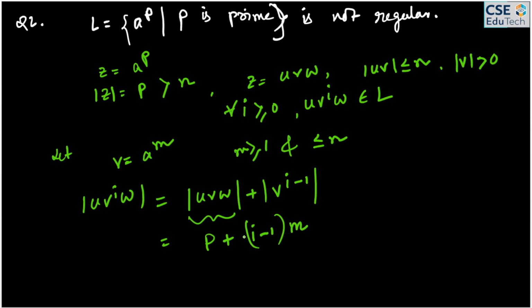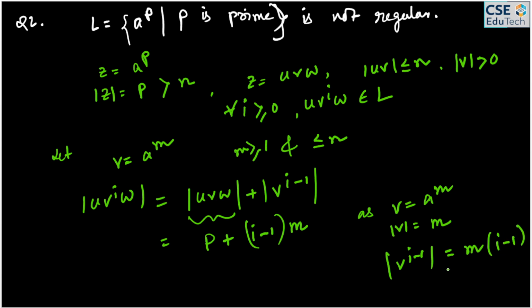It will be this. Why? Because we have assumed that V is equal to A to the power M. So length of V is equal to M. Obviously length of V^(I-1) will be M times (I-1). So now we have obtained p plus (I-1) times M. Now we assume that I is equal to p plus 1.